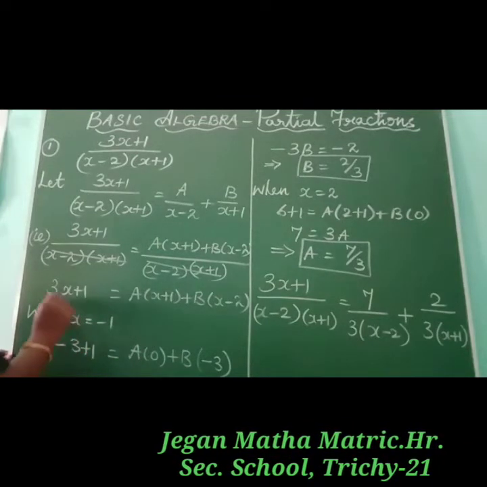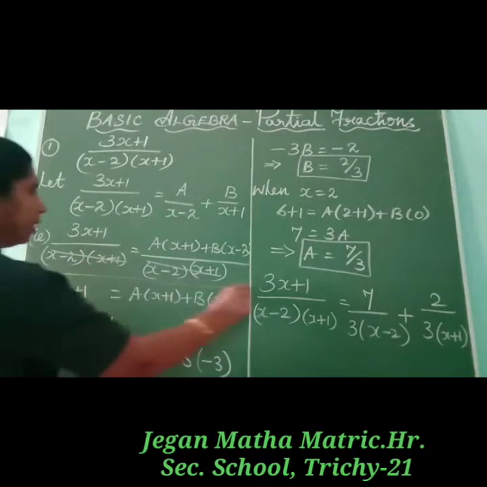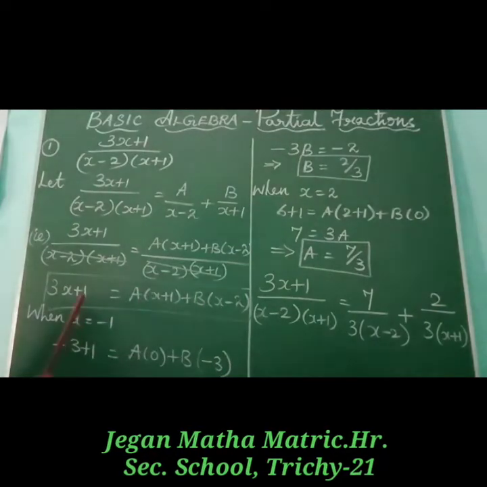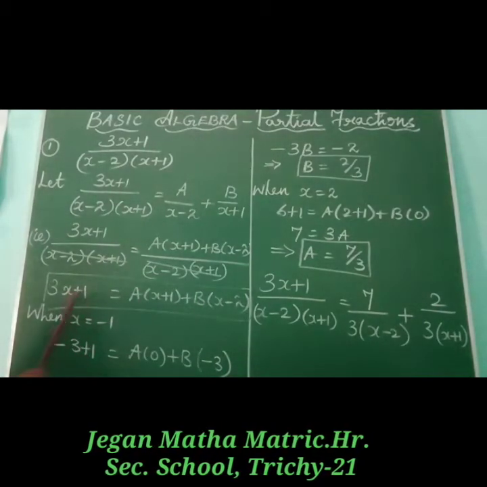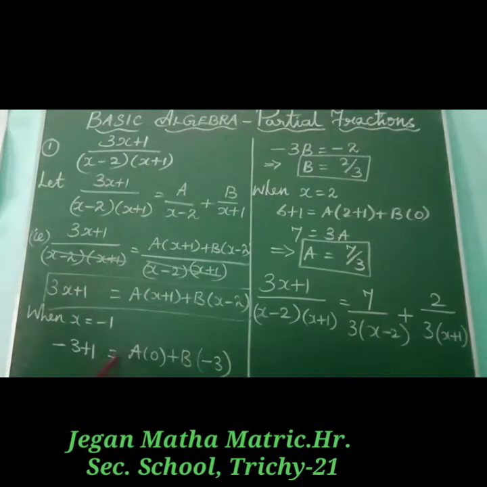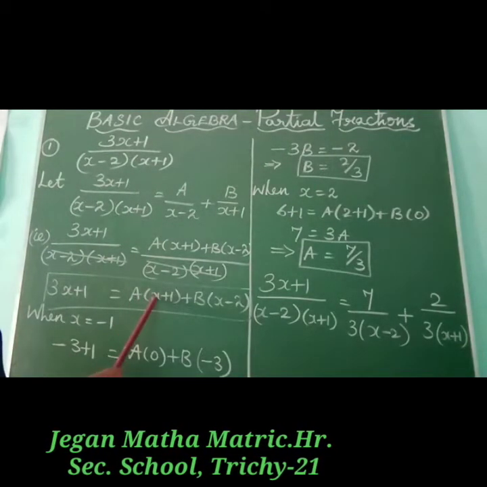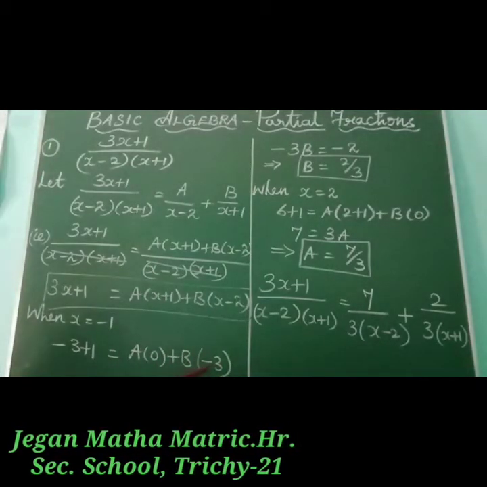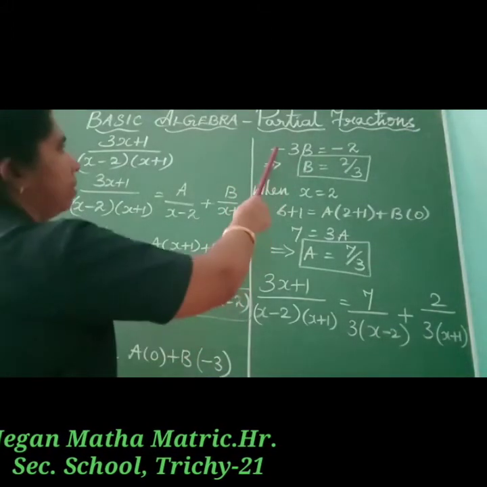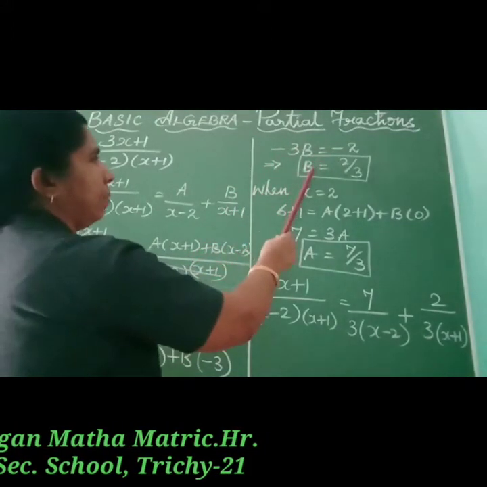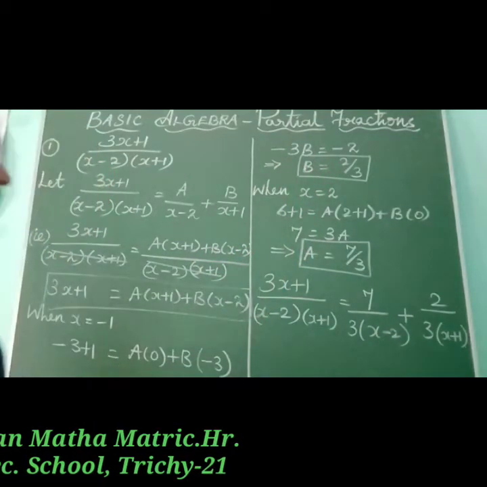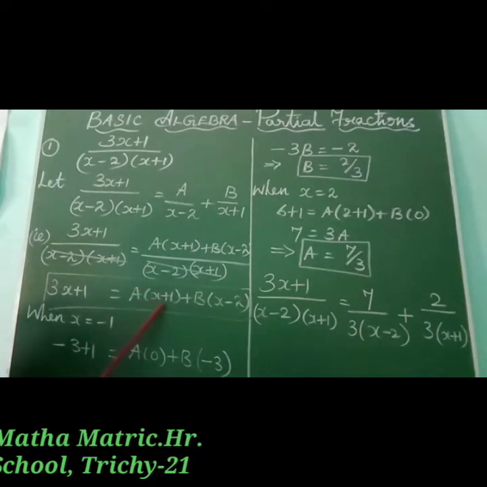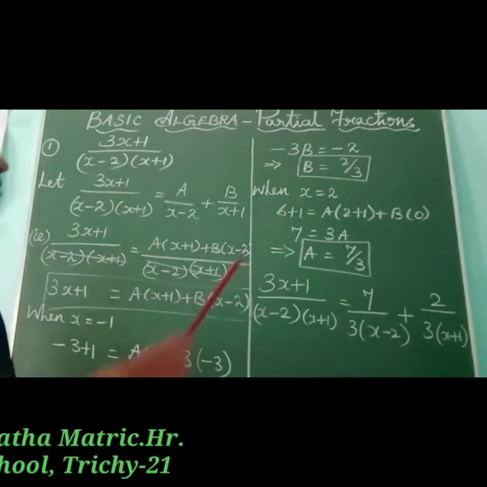We substitute x = -1 in the expression 3x + 1 = A(x + 1) + B(x - 2). Substituting, we get -3 + 1 = A(-1 + 1), which is 0, plus B(-3). That is -3B = -2. Both sides minus you can cancel. Now we get B = 2/3. So when we select the first value x = -1, A is cancelled, and we get the other constant B = 2/3.